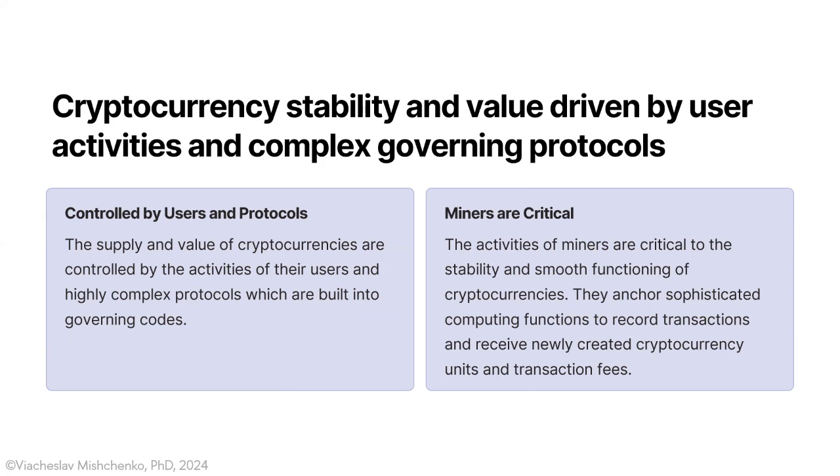In my experience working with both traditional and crypto markets, I have observed that the dynamics of cryptocurrency value are uniquely dependent on two key factors. The first one is user activities, and the second one is protocol governance. Unlike traditional currencies where central banks control supply and value, cryptocurrencies operate on what I call a programmatic consensus.